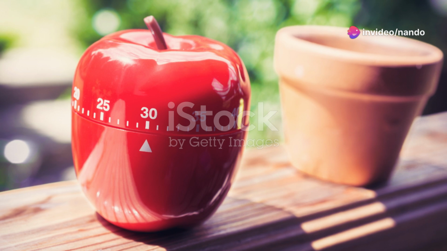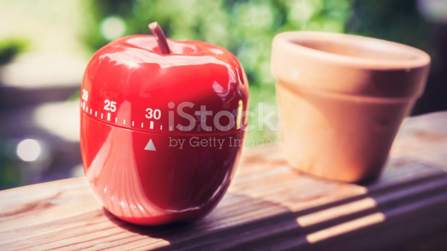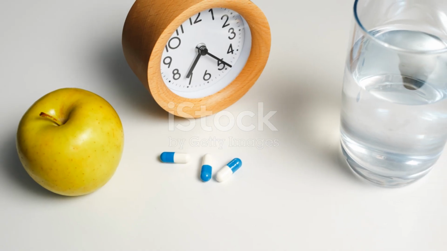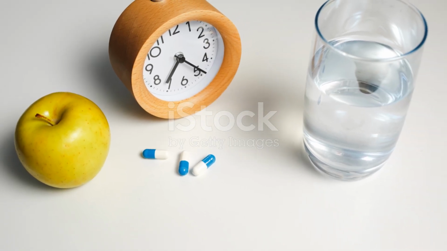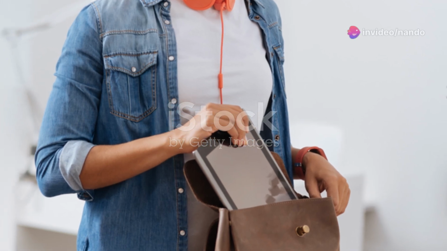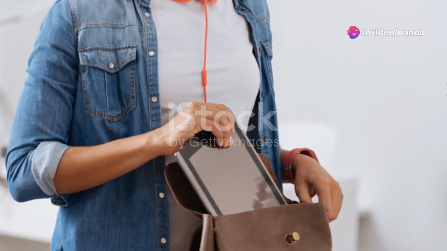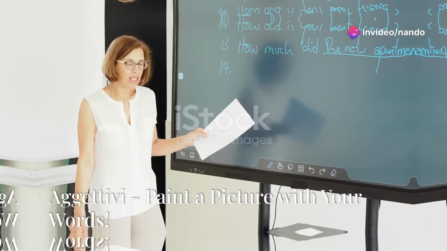We use a before words that start with a consonant sound, like a book, a car, a house. And we use an before words that start with a vowel sound, like an apple, an umbrella, an hour. Easy peasy, right? Mastering articles might seem like a small thing, but trust me, it makes a big difference in your fluency.